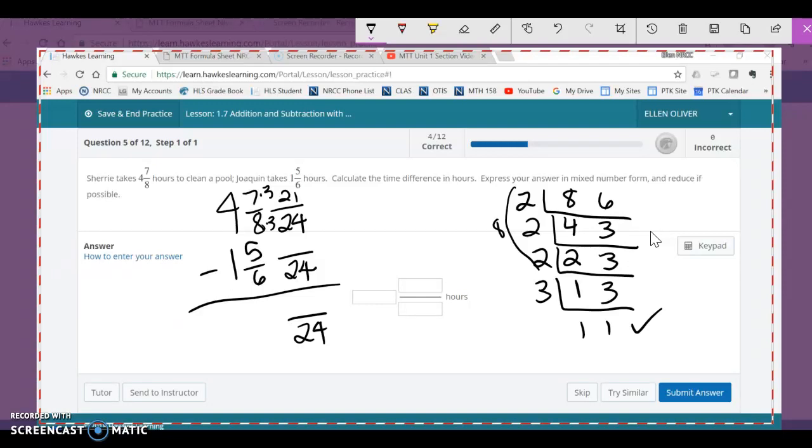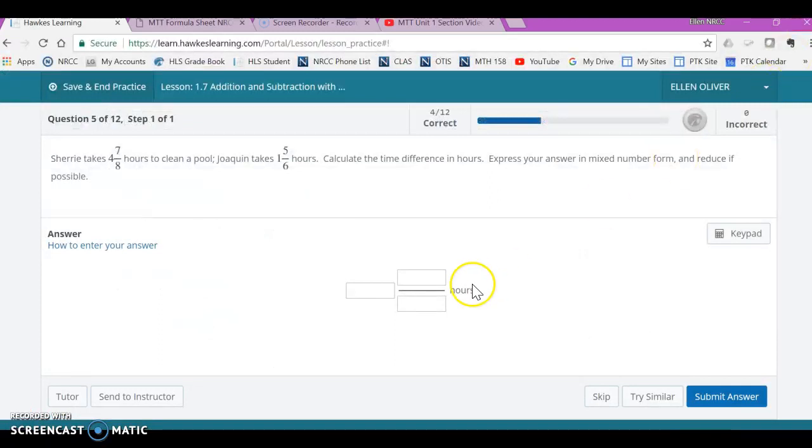That's 21. 6 times 4, so 5 times 4, 20. I can use my multiplication table to help me figure these out if I need to. And now, fortunately, I don't have to borrow. 21 minus 20 is 1/24, and 4 minus 1 is 3. So that's the difference between those two amounts of time, 3 and 1/24.